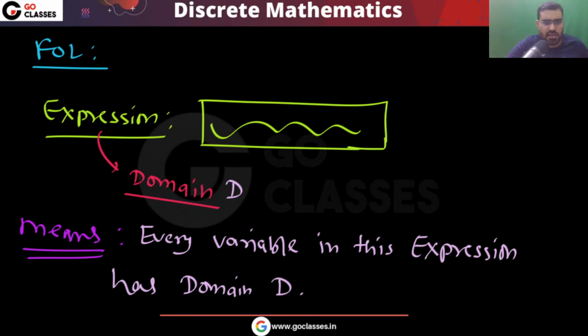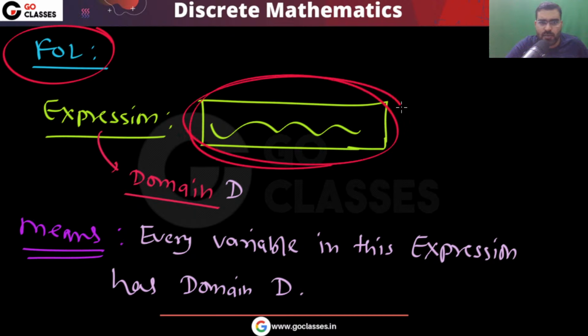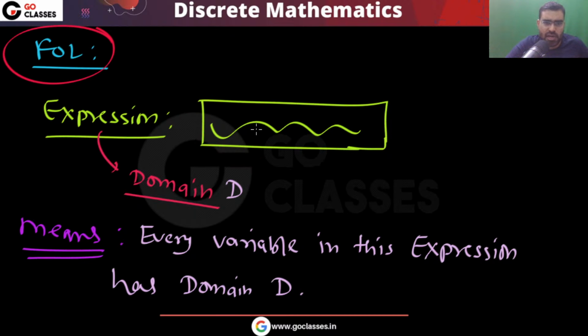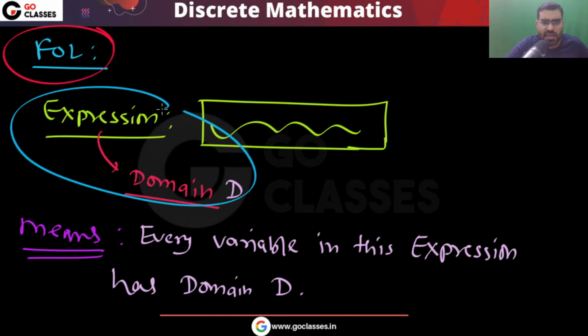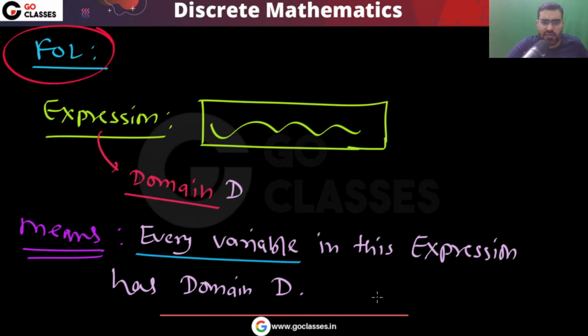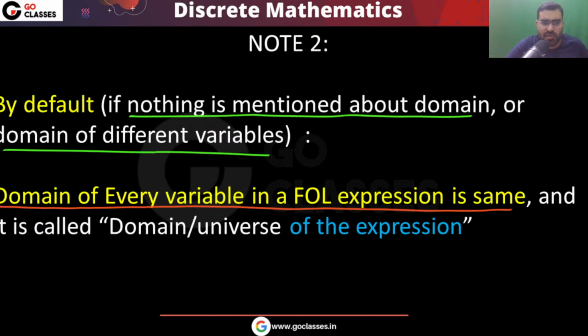This is something important, because sometimes you will make a mistake if you don't consider this point. So remember, in first order logic, whenever you write some first order logic expression, this expression has a domain. It simply means that every variable in this expression has the domain D. So by default, you have to consider that they have the same domain if nothing is given. The domain of every variable is the same if no information about the domain of different variables is given.